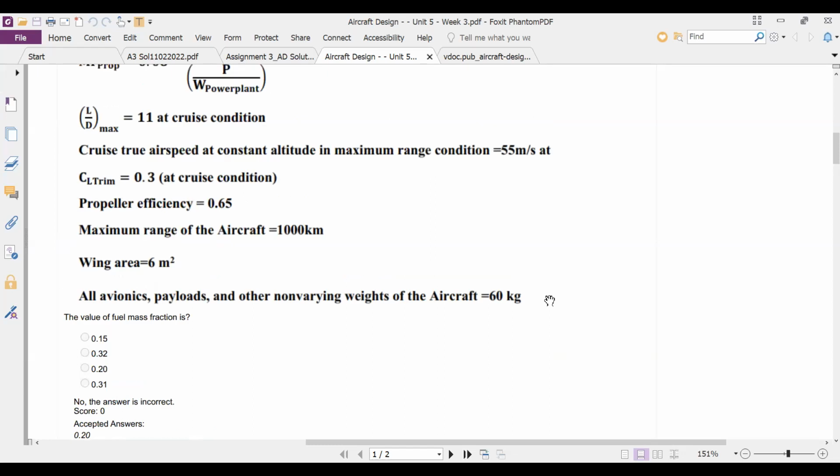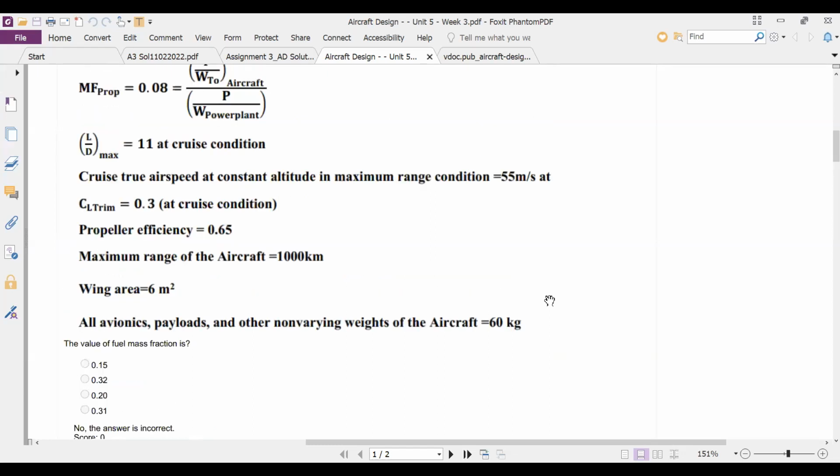So the answer is given. I think you've seen the answer also, right? No, you have not seen. So I want to show you the answer now. All right. Maybe by mistake I showed you the answers. Nobody took the screenshot probably. So now please calculate the fuel mass fraction.